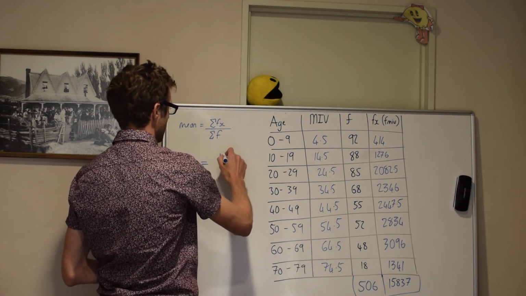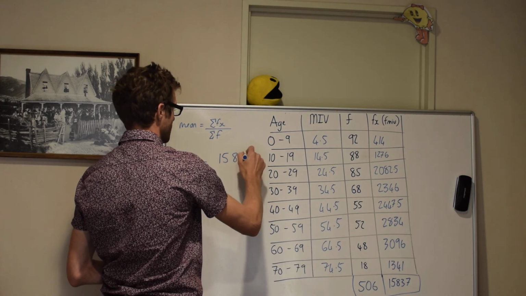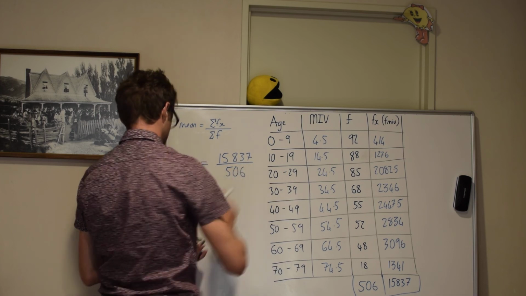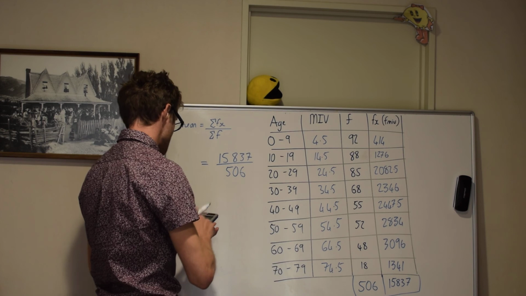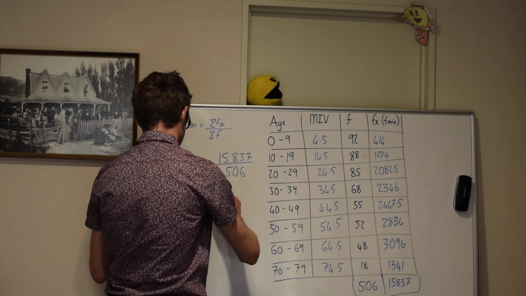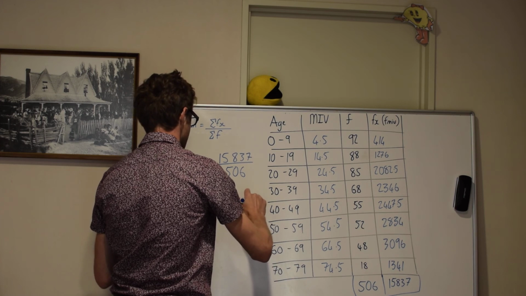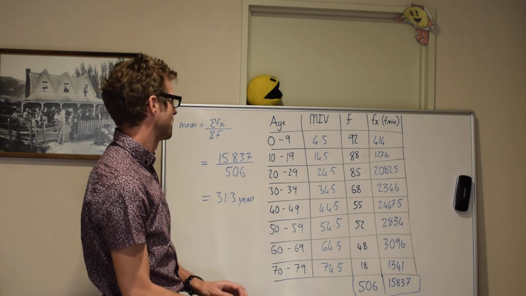And now we're simply going to pop those two values into our calculator. The sum of f times mid-interval value, or fx, is 15,837. The sum of the frequency is 506. And therefore the mean age is 31.3 years old.